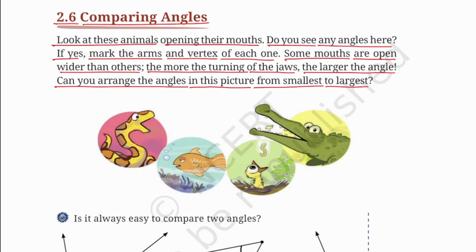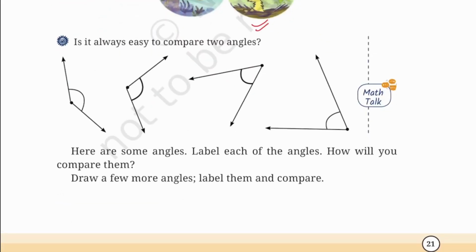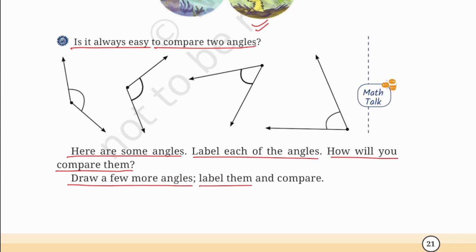You can see this angle is smallest. This one is larger than that. This one is larger than that. So the largest one will be this one, that of the baby bird. Is it always easy to compare two angles? Here are some angles. Label each of the angles. How will you compare them? Draw a few more angles, label them and compare.